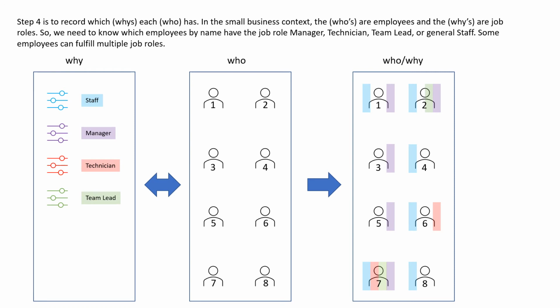Number 4 is a blue stripe. They can only fill a staff role. 5, only a manager. 6, staff and a technician role. 7, superstar employee can fill any of the 4 roles. And 8, only a staff role. Okay, so you're just going through your list of employees, and you're going to give them all names. You're not going to just work by numbers. And you're going to tell the application which of the whys can this person fulfill.